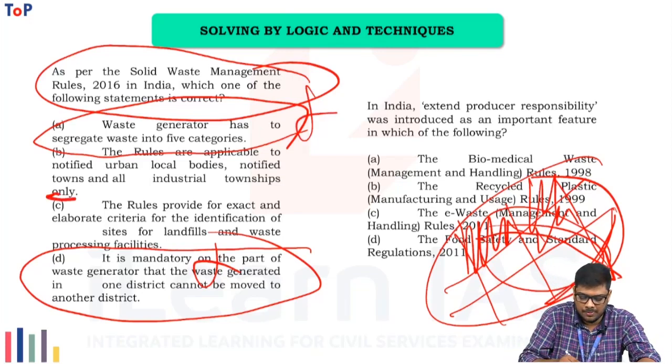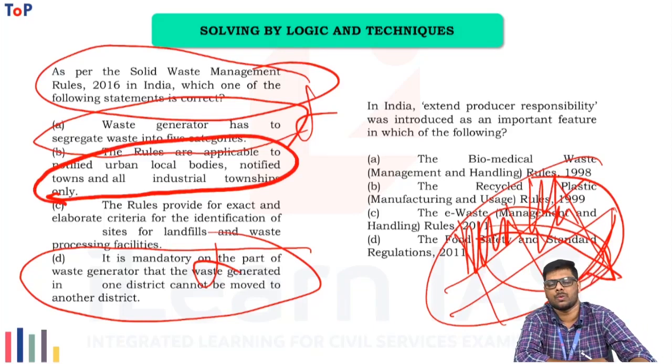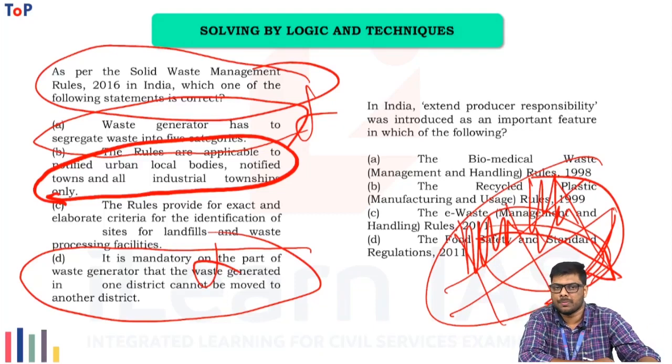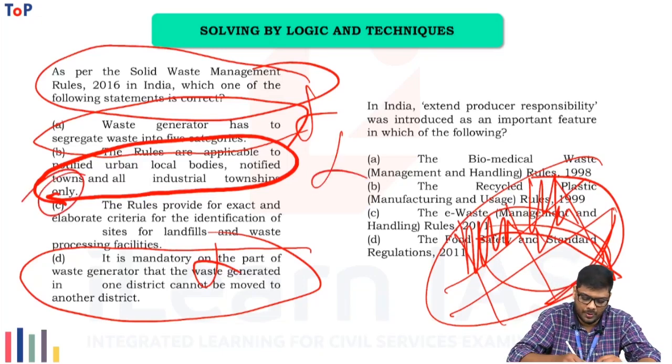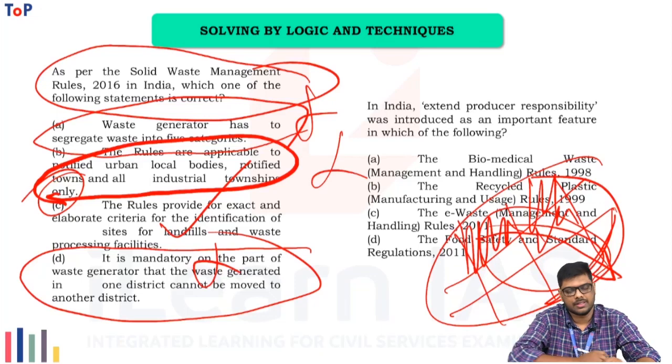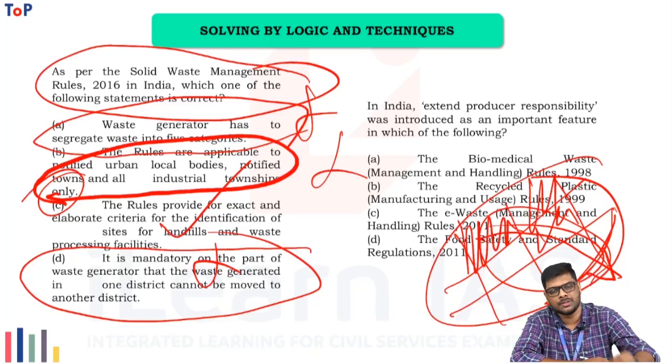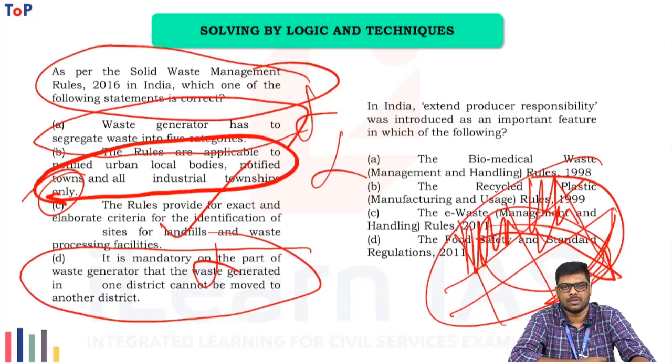And the rules are applicable to notified urban local bodies, notified towns and all industrial townships only. What about other bodies? Do they not have to process the waste? That was the logic. You can eliminate this one; "only" is a rotten tomato. This could have been the answer. This is how you have to pick the right one. Use your logic, not your knowledge on everything. Your environment, your surroundings have the answers.